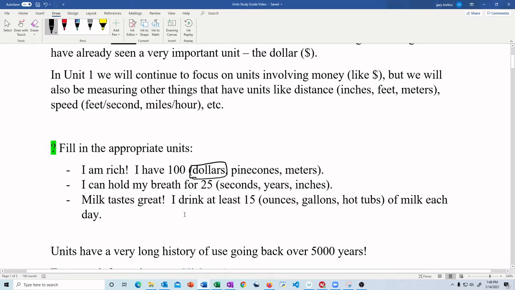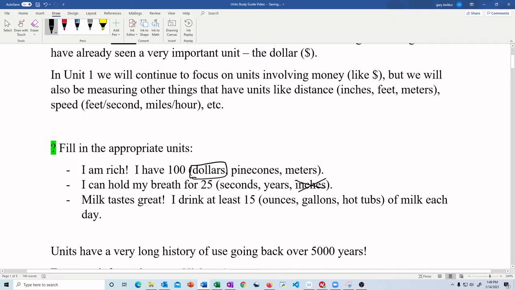How about the second one? I can hold my breath for 25. Here there are actually 2 answers that fit what we might be talking about. Hopefully you read that sentence and go, oh, I must be talking about time. Then that immediately hopefully makes you think inches. I don't know about that. Get rid of that. So let's think about this. What's more reasonable? This is something you're going to have to do. You're going to have to ask yourself, okay, 2 units here maybe make sense, but one of these is realistic and one's not. So I have to think about that.